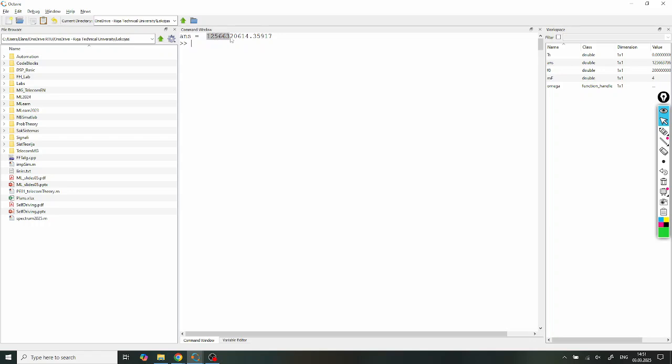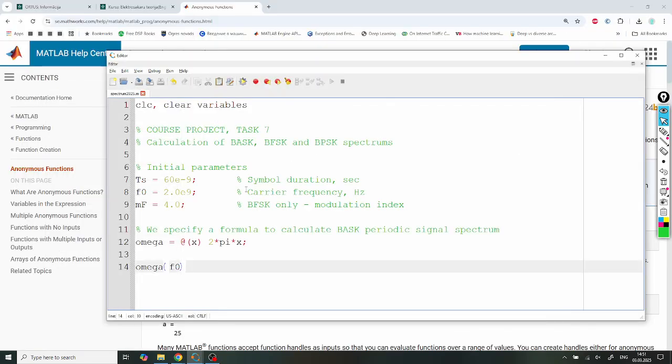So here you can see this number, and if I have f0 multiplied by 2 by p, it's actually the very same number. So that's how we have created a function which I can now call multiple times later, and so on, by simply specifying some parameter.